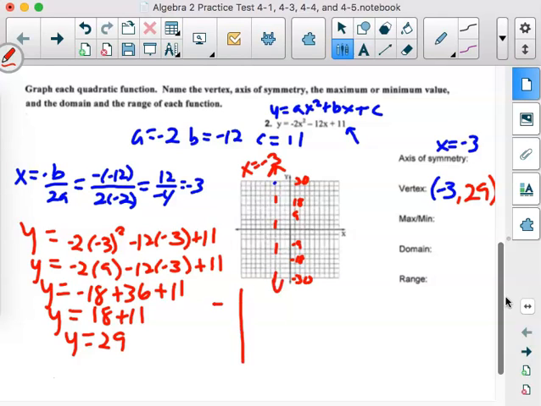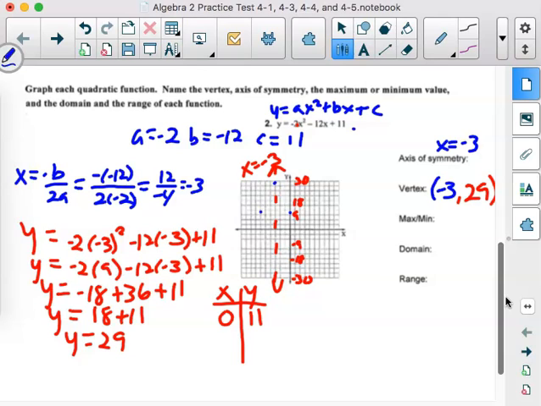But we're going to need to make a little table. And it's always nice to put a 0 in there because you're going to get c, because this will be 0 minus 0 plus 11. So it's going to be 11. And that means I've got some more points that I could put on here. 0, 11 would be 3, 6, 9, and a little more about right there. And then I can use symmetry to go equal but opposite on the other side. So 3 units away from my axis of symmetry.